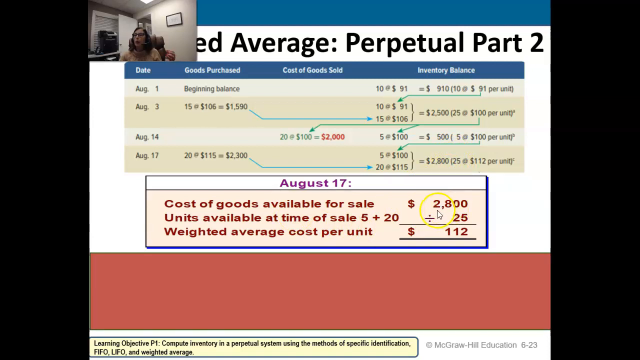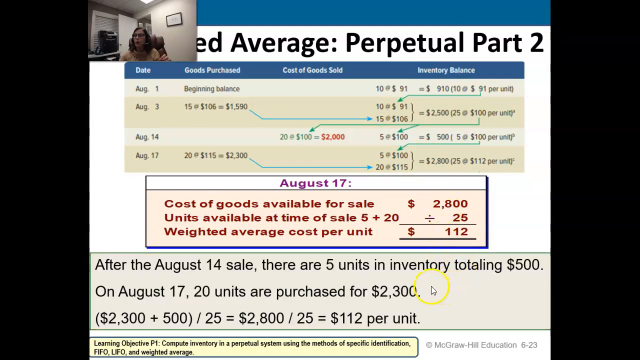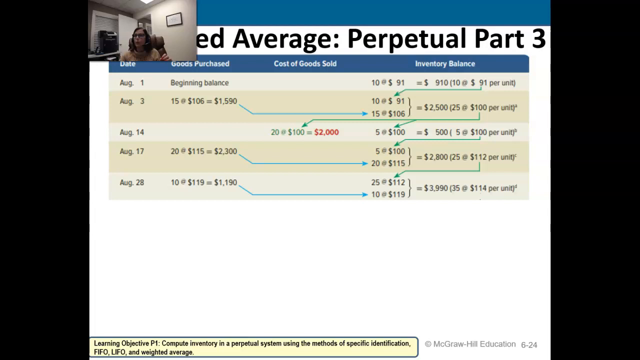So there was a total of $2,800 of cost between these 2 items, and divided by the 25 units that we have, that gets us the 112. And I won't talk you through the calculations. I'm sure you can read those.